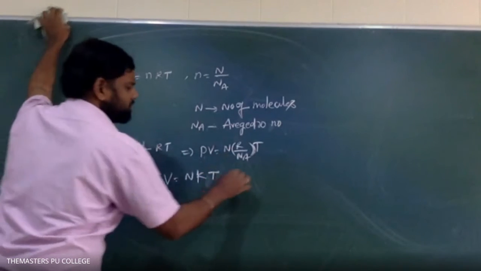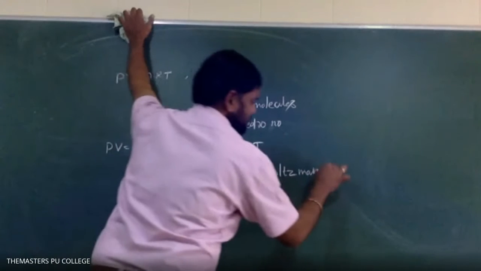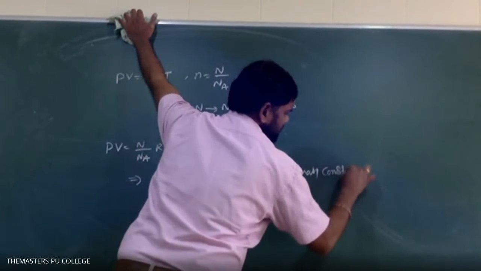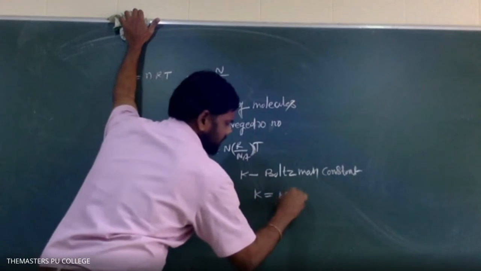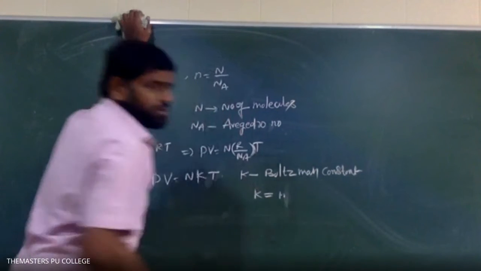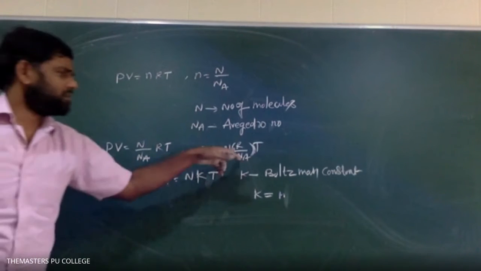What is k equal to? k is nothing but the Boltzmann constant. The value of k is equal to some 1 point. Anyone? In further classes, you will get that k is equal to the Boltzmann constant. Here, R is what?